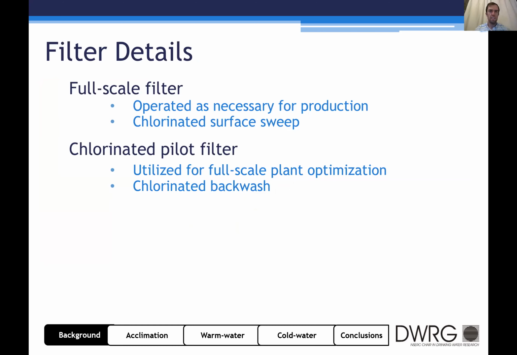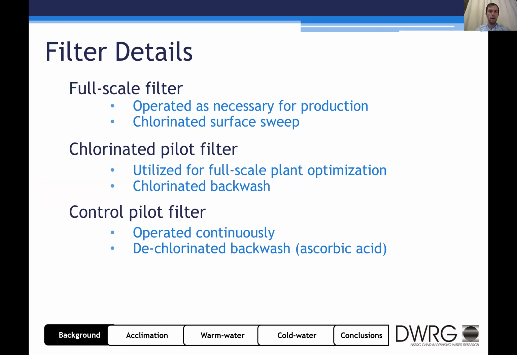So just to highlight some of the details, the full-scale filter was operated as necessary for production. We didn't limit their operation or force them to stay on a schedule. And that has a chlorinated surface sweep. So the backwash itself is unchlorinated, but the surface sweep is a chlorinated feed. The chlorinated pilot filter was operated continuously and utilized for full-scale plant optimization. So the coag dose in that particular filter may not be the same as full-scale, and that had a full chlorinated backwash from the chlorine reservoir.